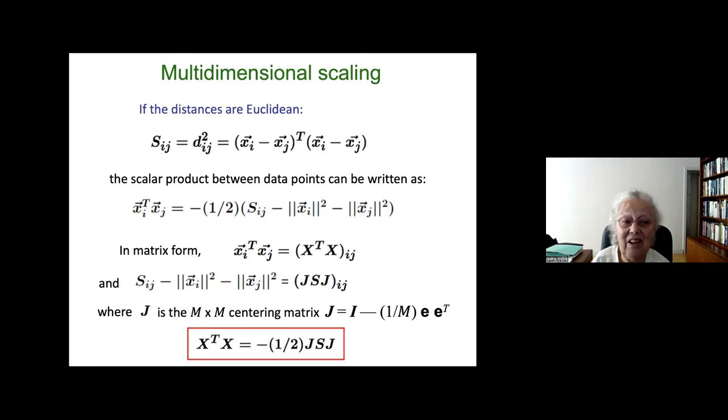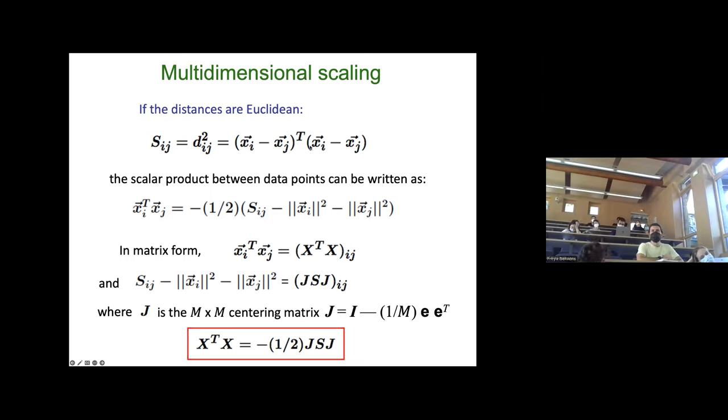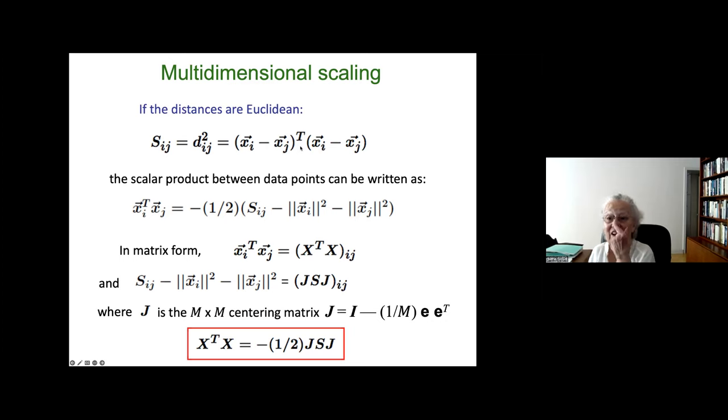So let's start in the easy way and assume that my distances were actually Euclidean. So these elements of the matrix S, the distance squared, are simply the distance between xi and xj, data point i and data point j, squared. Okay. So note that from this distance, I could extract the scalar product. This distance squared is the norm of xi squared plus the norm of xj squared minus twice the scalar product between xi and xj. So I can solve that for the scalar product and write xi dot xj, or xi transpose xj, as minus 1/2 of the distance minus xi squared minus xj squared.